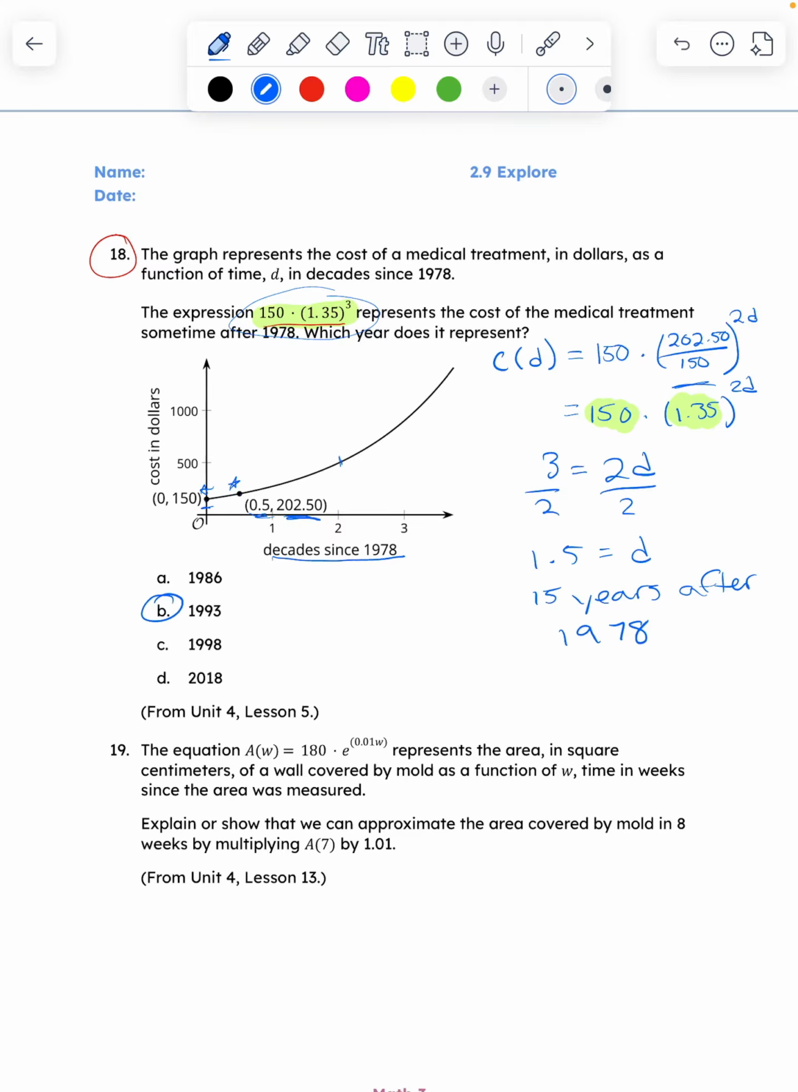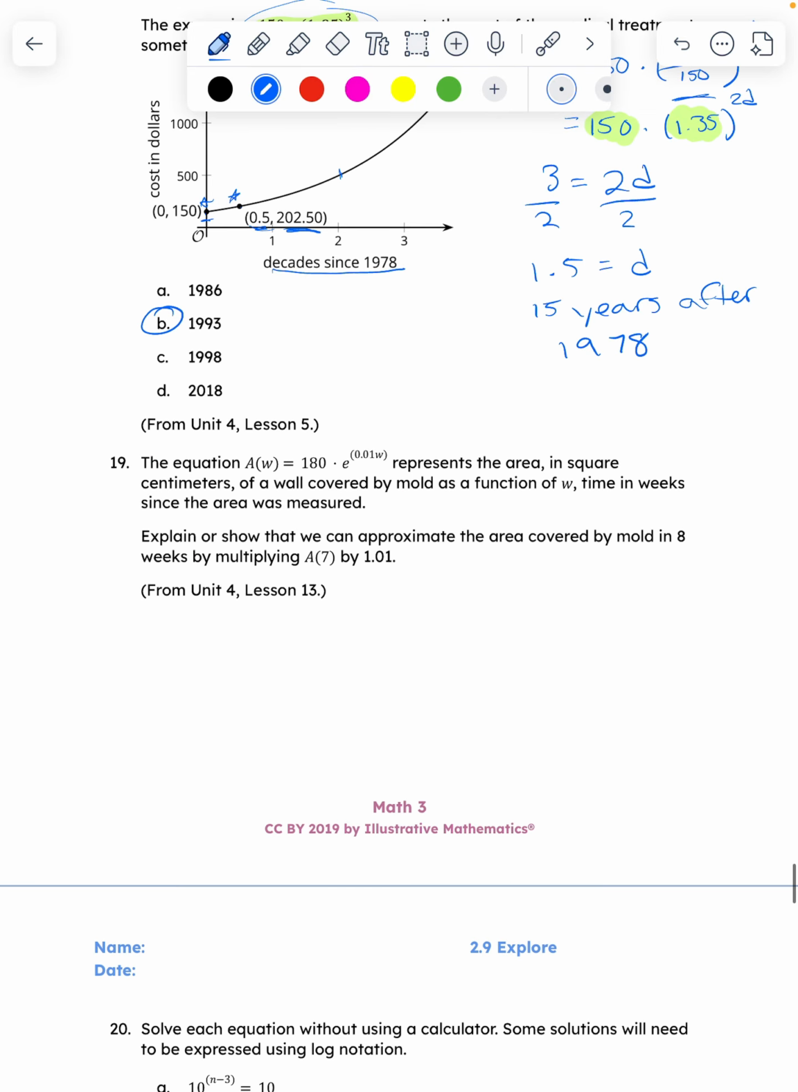All right. Moving ahead. Given another function. I'm going to highlight it so it's easy to keep track of. It's an area in square centimeters of a wall covered by mold. Guys, this just keeps getting grosser. Okay, we can do it. Get through this. Get some mold killer. Get rid of this situation. It's a function of time in weeks since the area was measured.